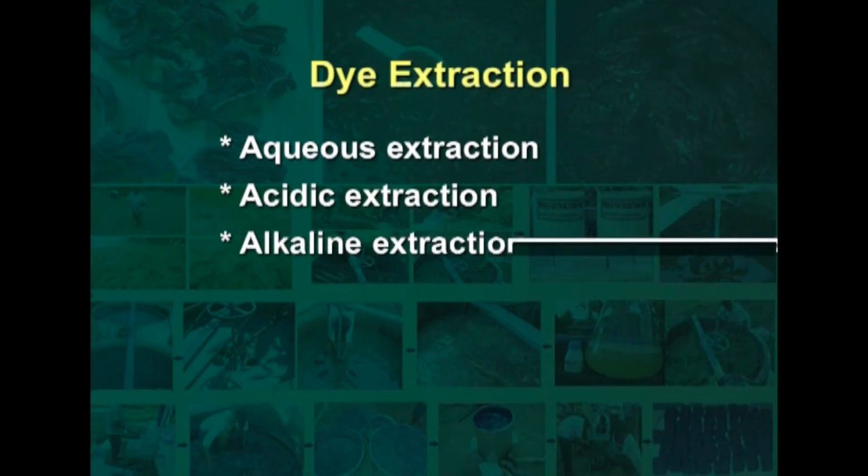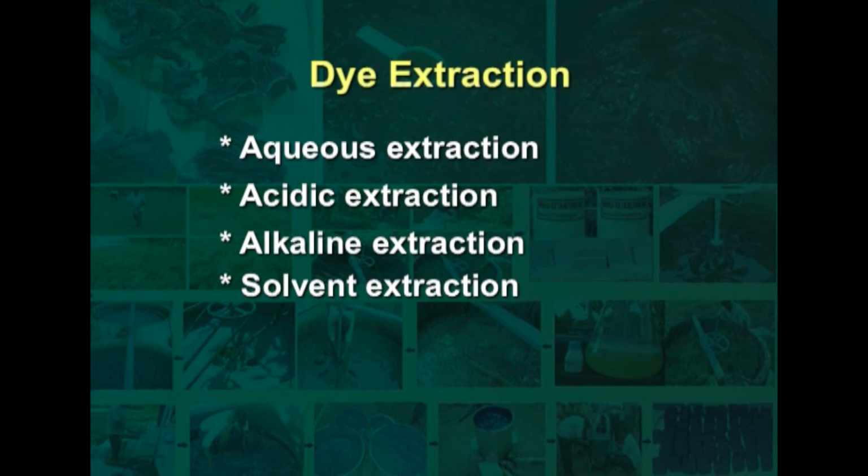And we have another one, that is alkaline extraction, in which in water itself we add a little alkali, since the majority of the dyes give good color in alkaline medium. So, we will just make it alkaline, let us say around 8 pH or 9 pH.